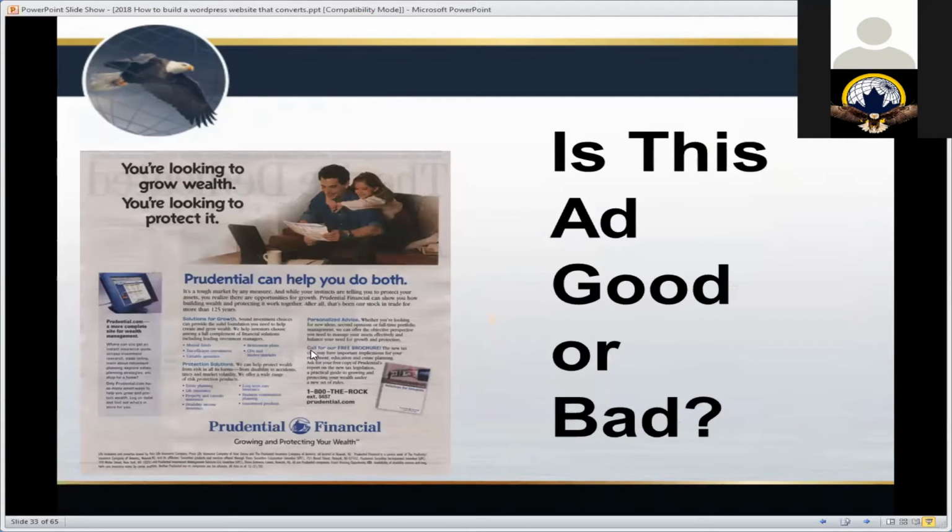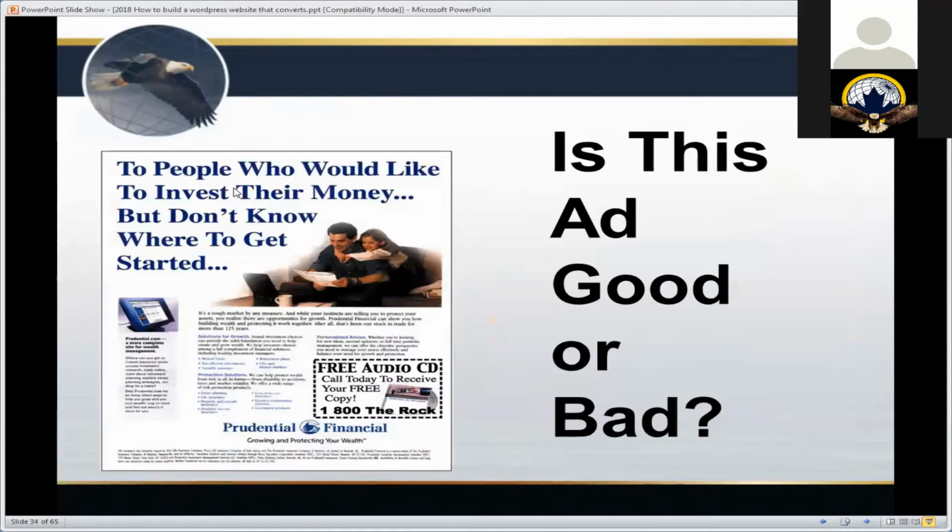So is this a good ad? When you take a look at this, it appears as though it's a good ad, better than the ones previously. It does offer a free brochure. But does the headline really capture my attention? Let's take a look over here. Is this ad a little better? I think that this ad is a whole lot better.